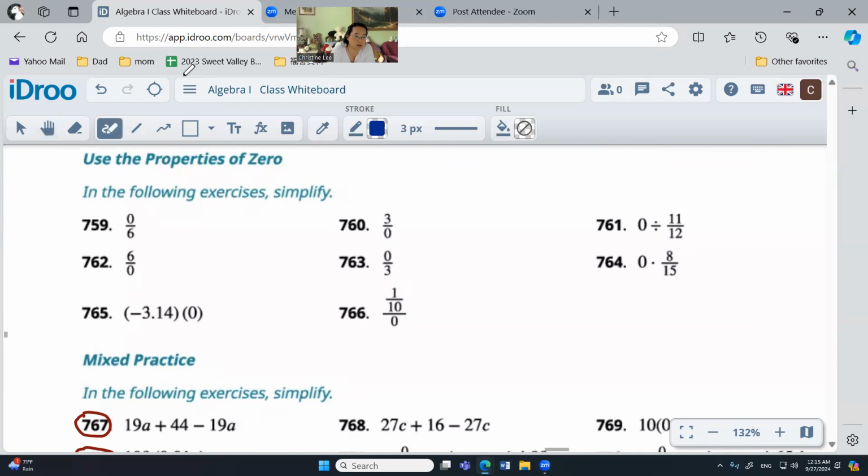Okay, so this is called 0. This is called 0. This is on top. This is the same as 0 divided by 11 over 12, right? 0 on top is 0. 0 times 0, I mean 0 times anything is 0. Okay, now the rest is in the bottom, right? Undefined.